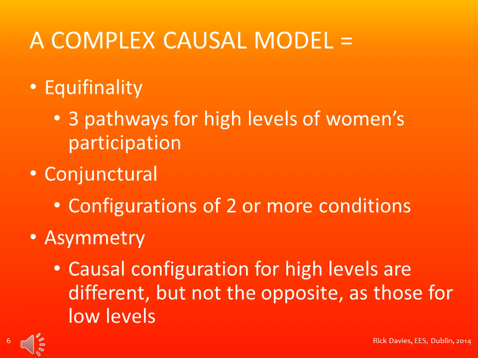At the beginning of the presentation I referred to complex causal models. So in what way can these models be described as complex? Well, there are a number of attributes which I'll spell out. The first is equifinality. In other words, there are multiple ways in which an outcome might be achieved. In the decision tree, there are 3 separate configurations or ways in which high levels of women's participation can be achieved. Secondly, this model is what you call a conjunctural model. Each of the configurations has 2 or more conditions. Conjunctural causation models usually have multiple conditions in any configuration.